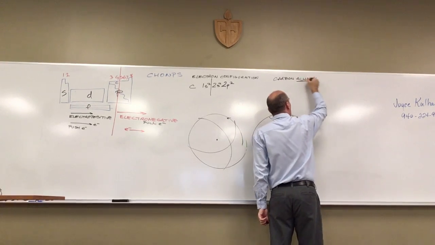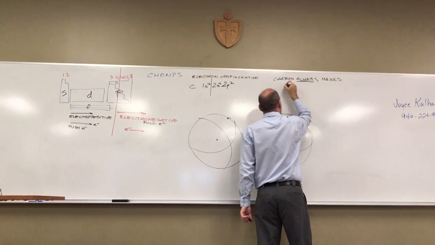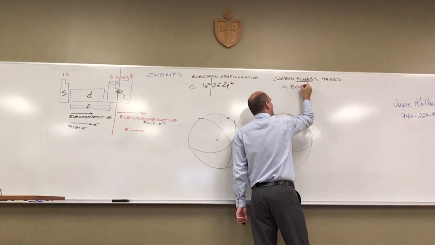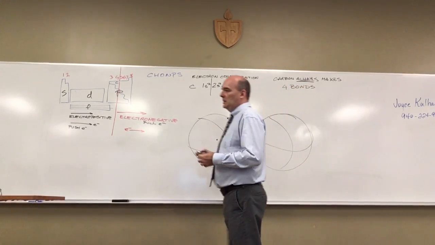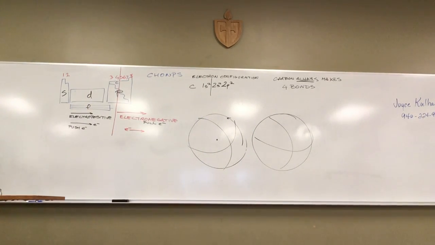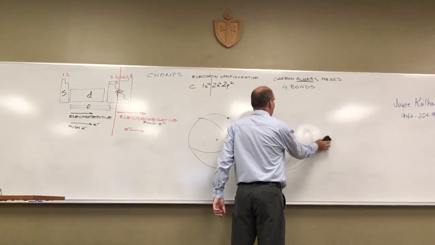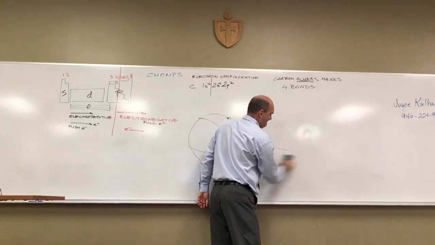That was one of the cardinal rules of Lewis structures. Carbon always makes 4 bonds. Nitrogen always makes 3. Oxygen always makes 2. Hydrogen always makes 1. Chlorine always makes 1. Fluorine always makes 1. Do you remember that?